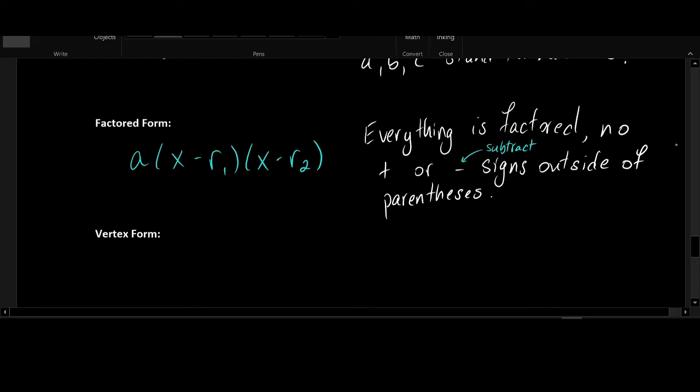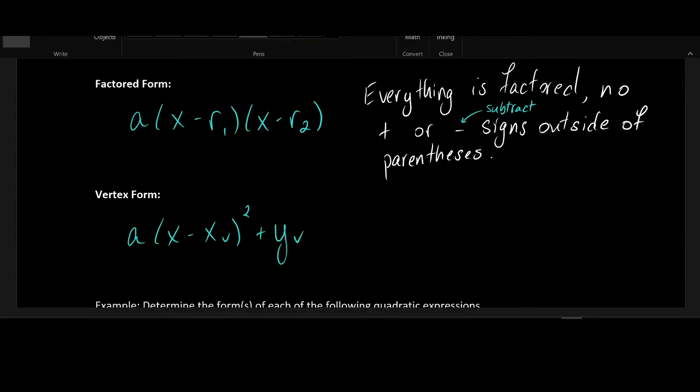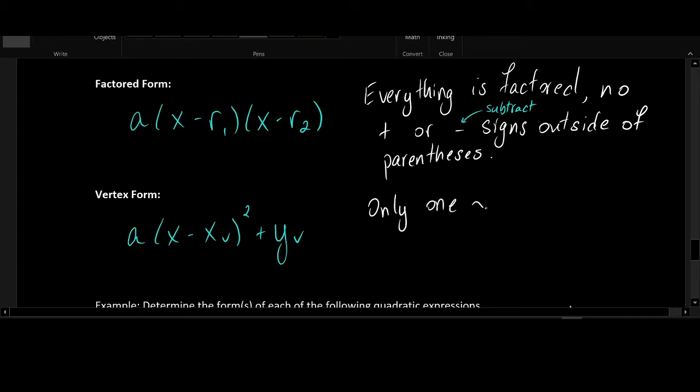Now finally, we have another format which is called vertex form. And this format looks like a number in front, and then x minus a number squared, and I'll call that number xv, and then some number added outside. And the characteristic of this is there's only one x, which is inside a squared quantity.